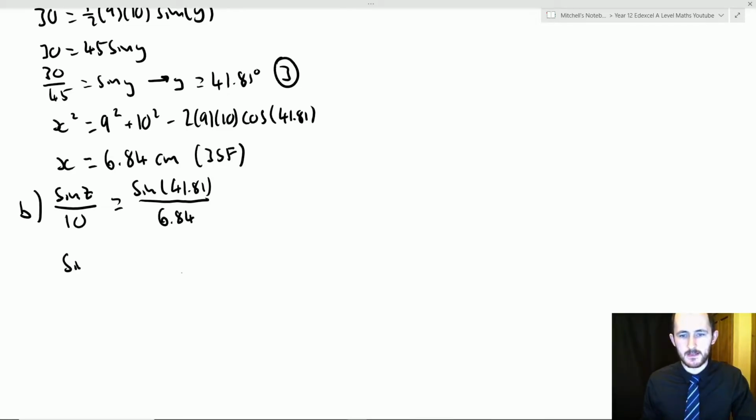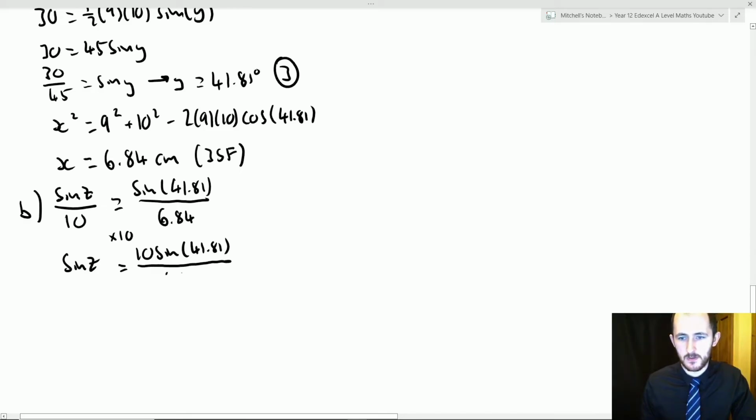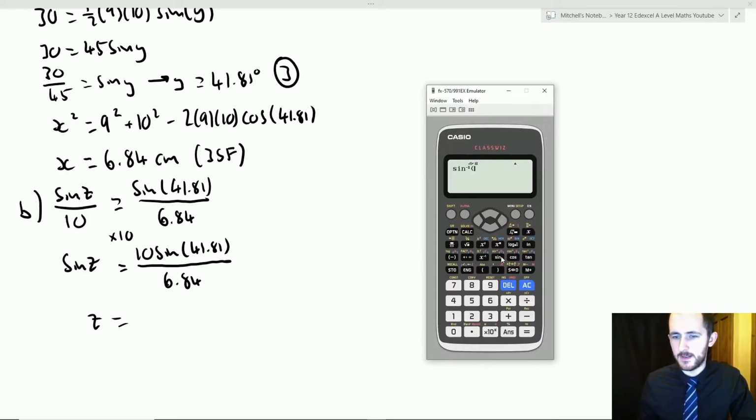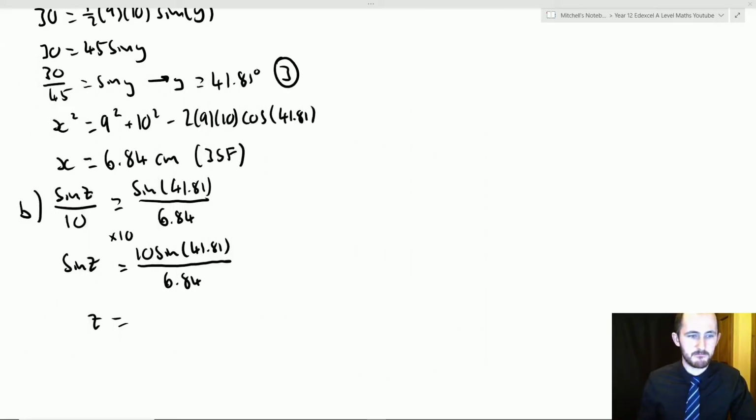So therefore, sine Z, if you times both sides by 10, you just get 10 sine 41.81 over 6.84. And again, please stop me if you have any questions at all. It's the best way to learn. And then you get Z equals something. So Z is just going to be the inverse sine of 10 sine 41.81 over 6.84, which is 77.1 degrees. And that'll be our answer.